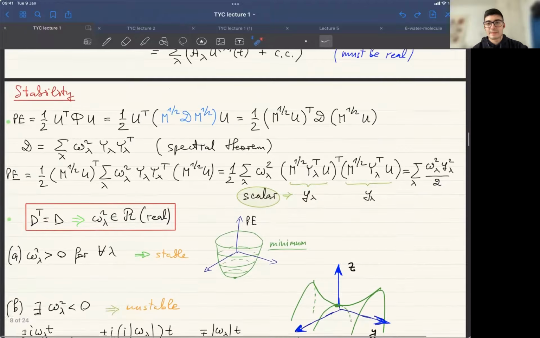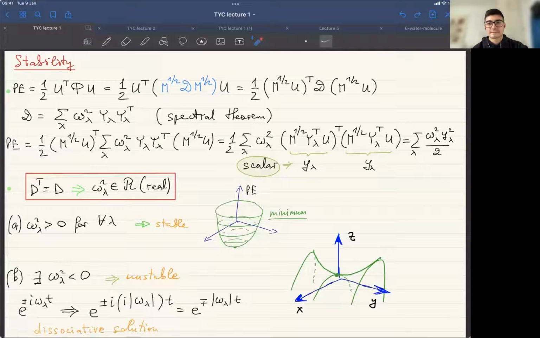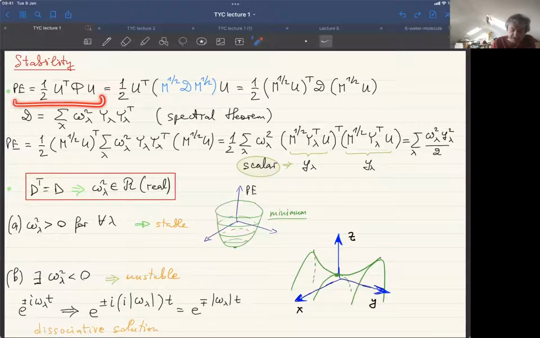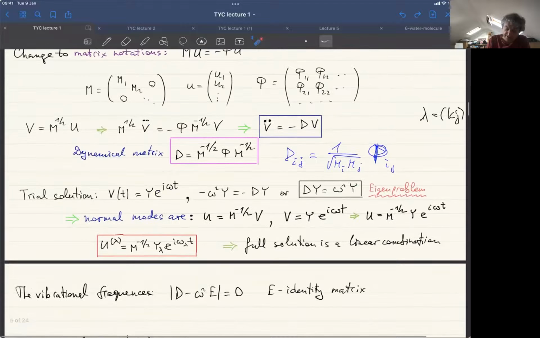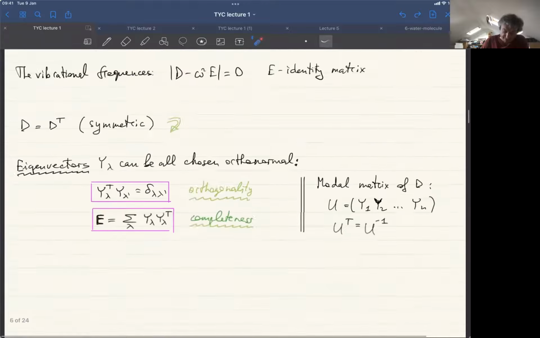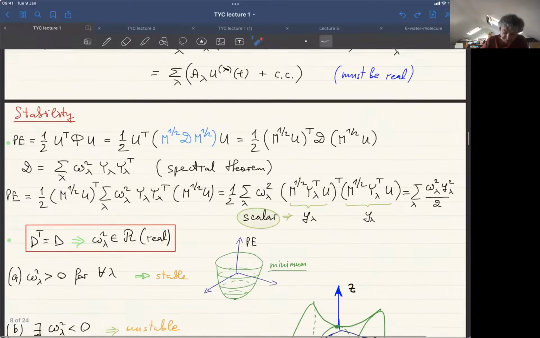Okay, so stability. Let's look at the potential energy. The potential energy of our harmonic solid is given by this. This is the force constant matrix. This is a vector row of the atomic displacements, and a vector column of atomic displacements. Now, introducing this dynamical matrix instead of the force constant matrix, I have this expression. So the dynamical matrix is given like that. If you go backwards, you will have m to the power plus 1/2.